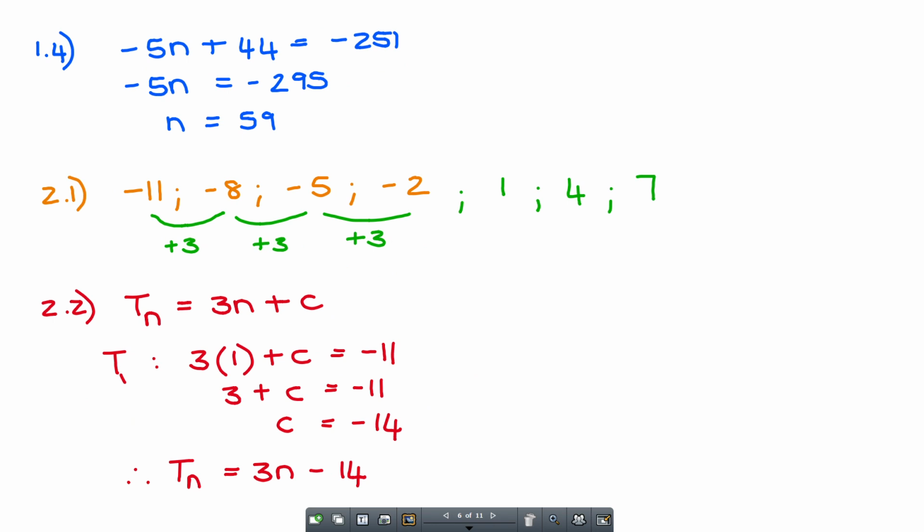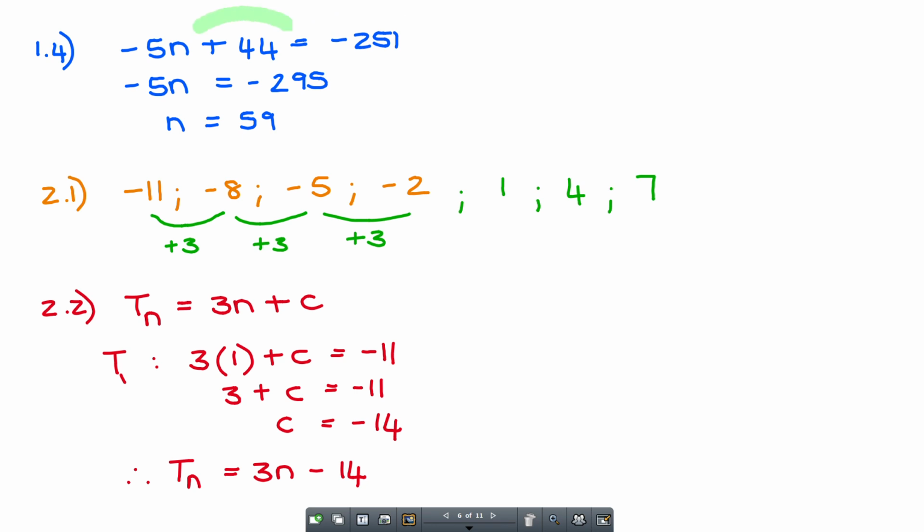1.4. Watter term het 'n waarde van minus 251? So, I want to know which term. This is the formula for the general term. Nou, watter een van hulle is gelyk aan minus 251? So, verstaan jy hoekom ek hom gaan gelyk maak aan daai getalletjie? Okay, en dan van daar af is dit 'n gewone vergelyking wat jy vir my moet gaan oplos.